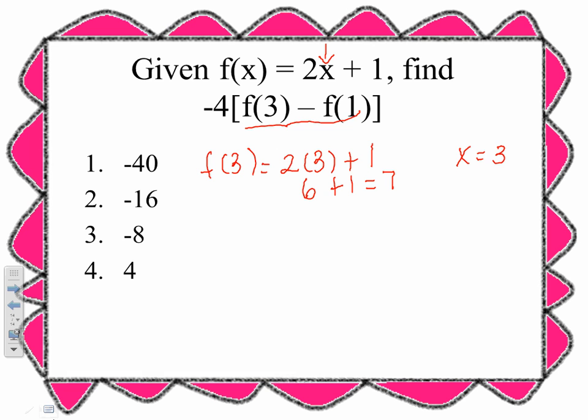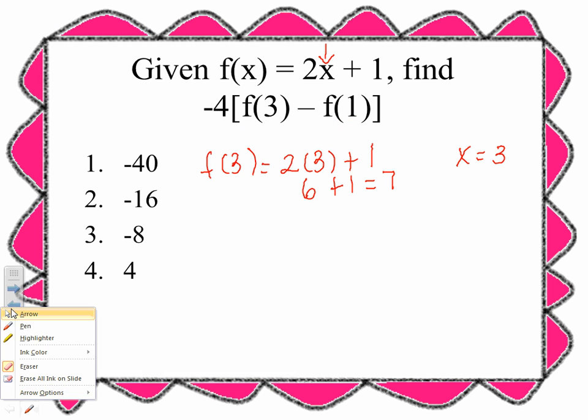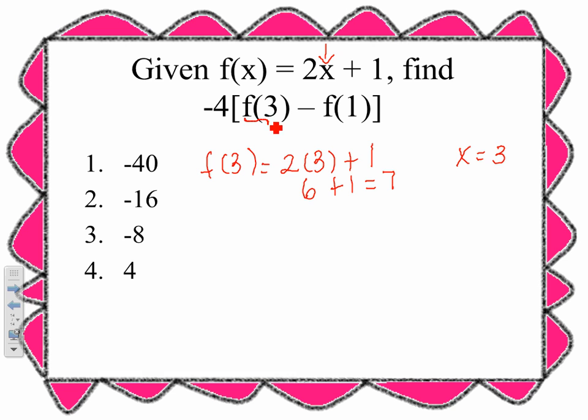So this part over here would be 7. Now let's do f of 1. F of 1 would be, now I'm substituting over here 1. 2 times 1 plus 1. 2 times 1 is 2, plus 1 equals 3. So now this over here becomes 3.